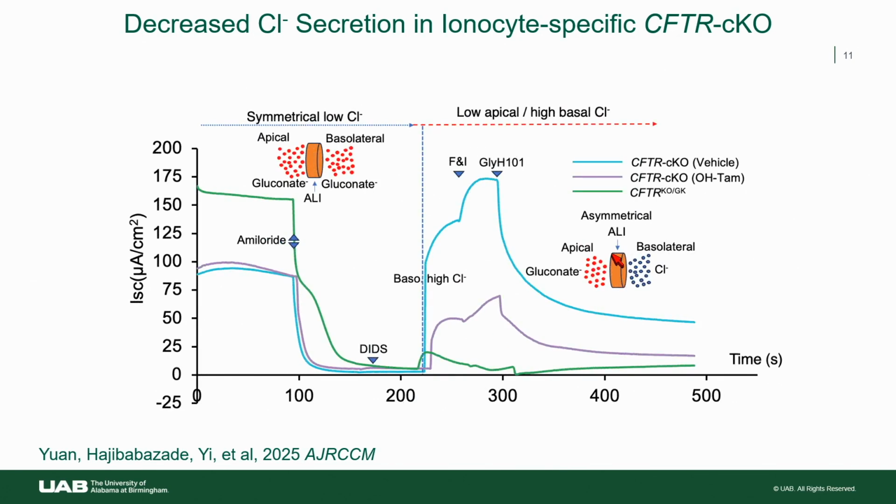Then next we just play around the chloride gradient in the Ussing chamber system. We started from symmetrical no chloride and moved into no apical and high basolateral chloride, which is able to drive a chloride secretion. And similarly, we tested three groups here: control, ionocyte-specific CFTR deletion and CF. What we found here is that in the control group, there's a large amount of chloride secretion, and the ionocyte-specific CFTR deletion group showed a reduced chloride secretion phenotype. Then the CF group showed the absence of the chloride secretion.